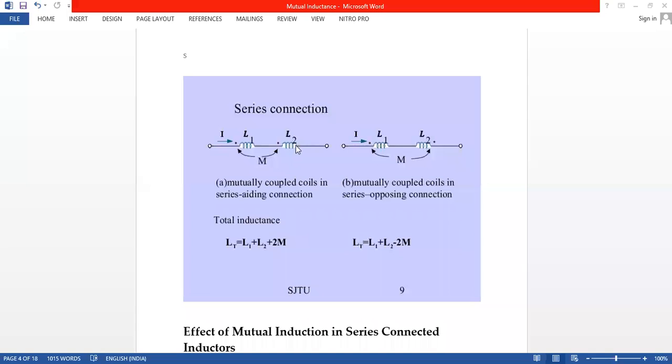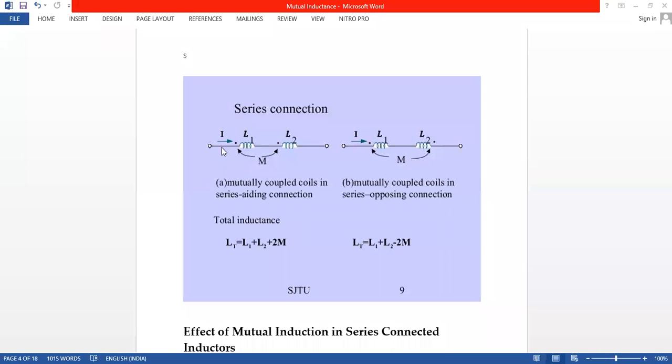Now, we are having two inductors. So instead of drawing the circuit, we can draw like this also. Mutual induction is present between L1 and L2, two coils. Now all of you see here, current is entering here. If the dot is present before the inductor, current is entering. If the dot is present at the end of the inductor, current is leaving.